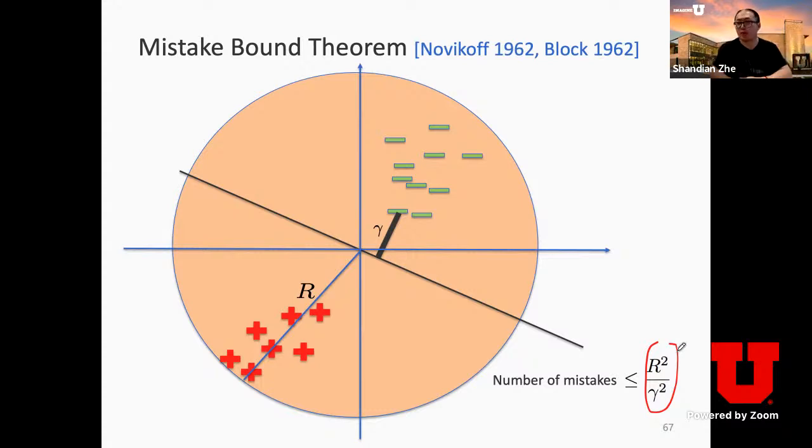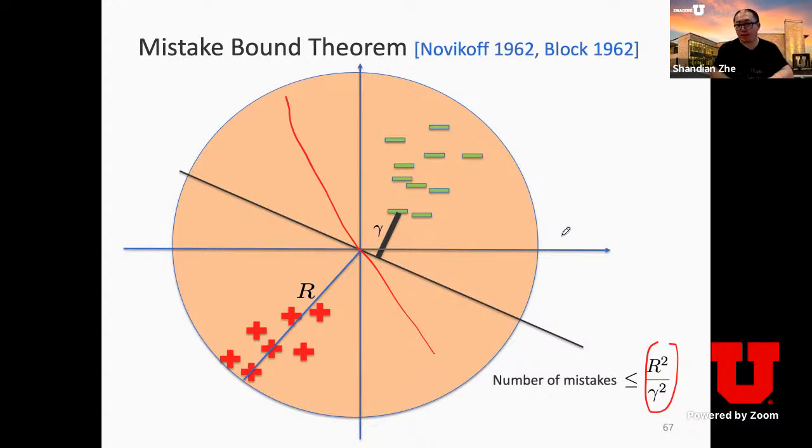But suppose our perceptron has made enough mistakes, and it finds a separating hyperplane. This found separating hyperplane is not necessarily the black one. It can be another line, or whatever other line. So this is what the mistake bound theorem tells us.